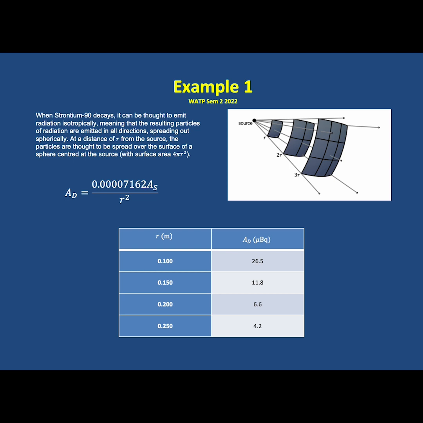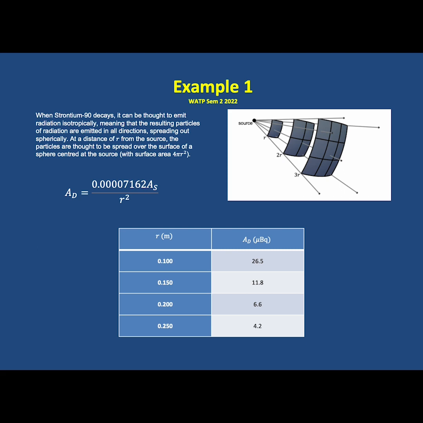If we were to graph the raw data presented here with the activity data on the y-axis and the distance data on the x-axis, we would not get a linear graph. So we're going to need to manipulate the data in some way. We are given the equation AD equals 0.00007162 A subscript S over R squared.